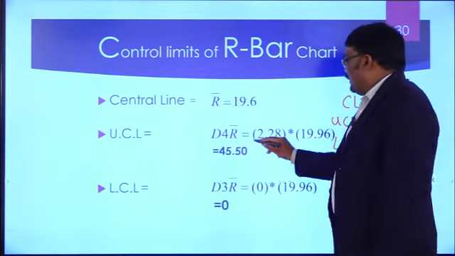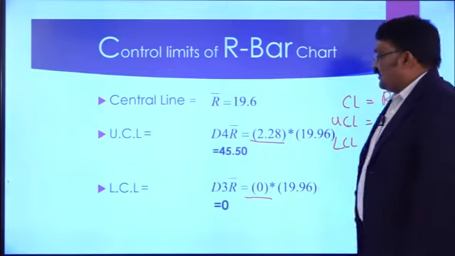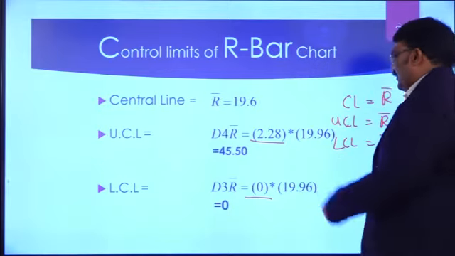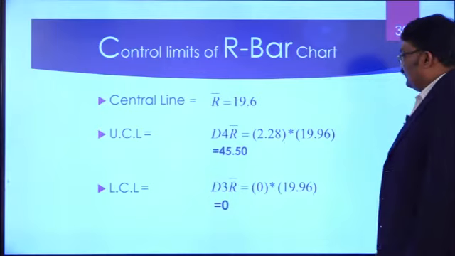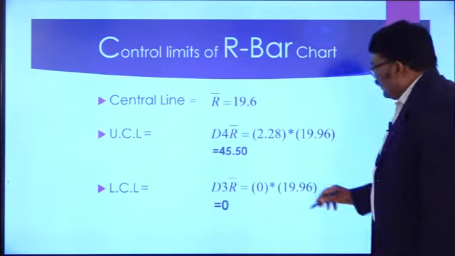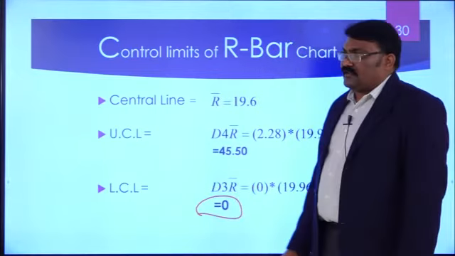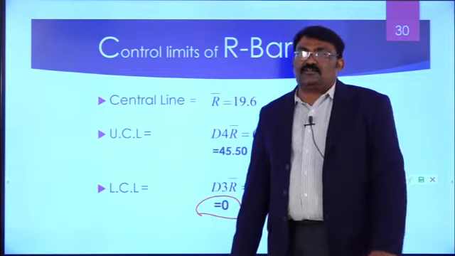Now, these are the values. For D4 the value is this much and D3 value is 0. So, these will be the values which would have been got when we apply it. And remember, at any given point of time LCL value can be 0 but not less than 0.